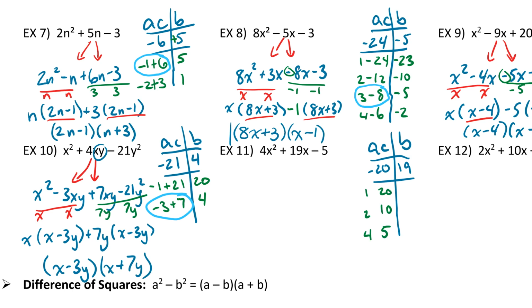B is positive, so we know we're going to keep the bigger one positive. The AC is negative, so we want them to have opposite signs. So the smaller one needs to be opposite, so it needs to be negative. Then we add these up. So negative 1 plus 20 is 19. Negative 2 plus 10 is 8. Negative 4 plus 5 is 1. So negative 1 and 20, those are the factors that we want.